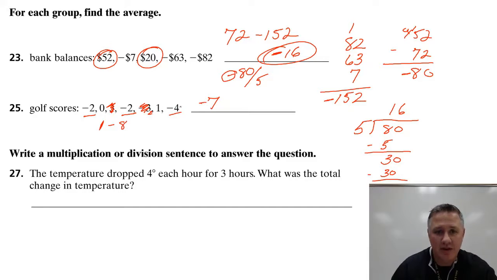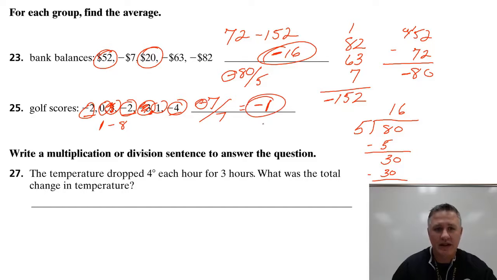Now, how many numbers are there? 1, 2, 3, 4, 5, 6, 7. What is -7 divided by 7, everybody? Well, 7 divided by 7 is 1, and then the opposite sign makes that a -1. So the average golf score is -1.